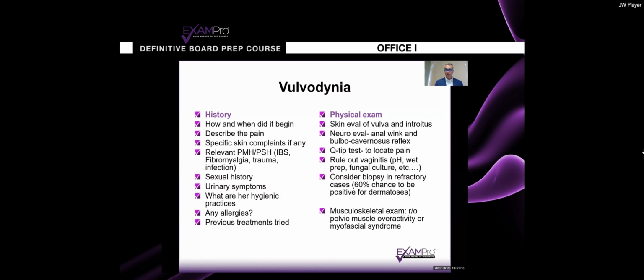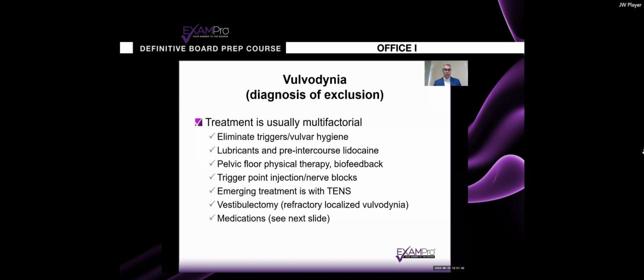I want to point out that the Q-tip test that's mentioned here, this is using a cotton swab, testing, identifying the areas of pain and the degree or character of pain in that area. And then the musculoskeletal exam, also very important, thinking again about pelvic muscle overactivity or myofascial pelvic pain syndrome. So just keep that in mind as well, because it can present as vulvar pain. I mentioned that earlier. So vulvodynia is really a diagnosis of exclusion, sort of like painful bladder syndrome.